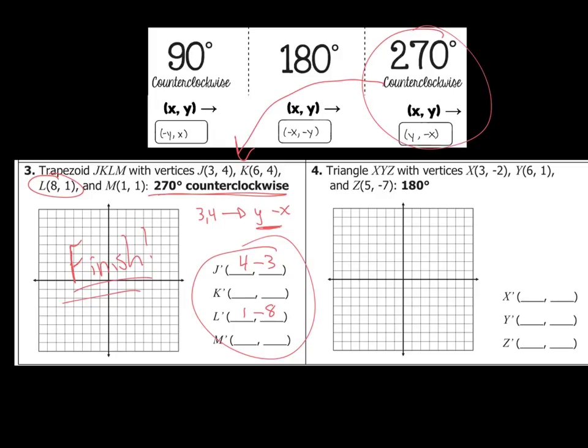Moving on to number 4, we have a 180-degree rotation. Notice it doesn't say clockwise or counterclockwise. It's because it doesn't matter. Halfway around is halfway around. But we're sticking with the counterclockwise idea.